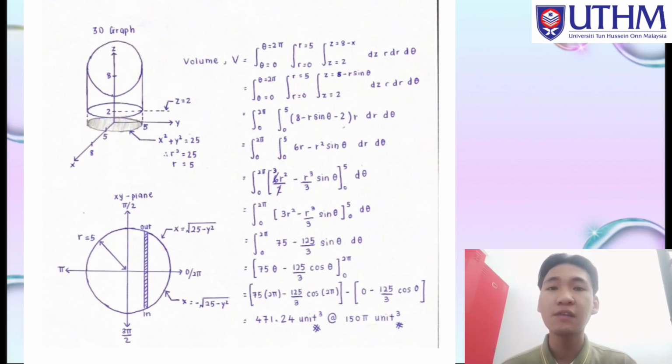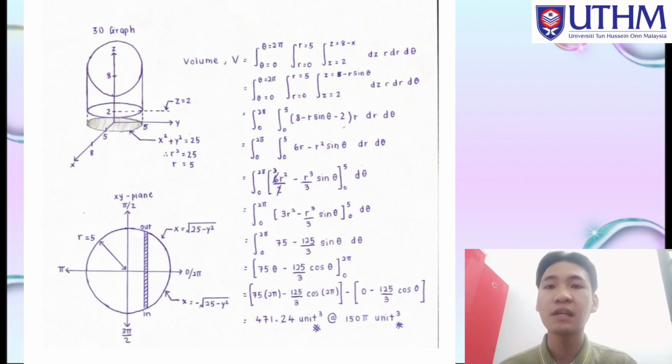After we identify the limits, we need to change the value of x into r sin theta. Then we can continue the calculation, which is to integrate dz. So we will get 8 minus r sin theta minus 2, and then multiply it with r dr d theta. After that, we will get 6r minus r squared sin theta dr d theta.